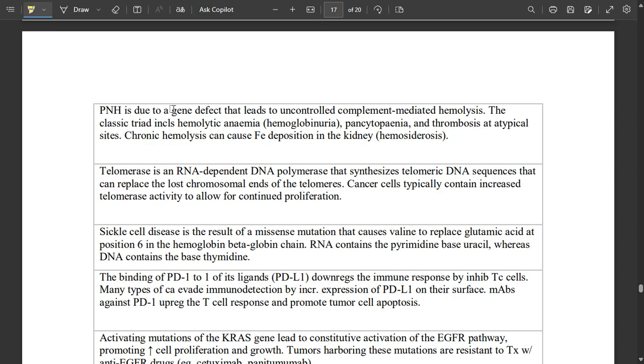The classic triad includes hemolytic anemia. The complement attacks RBCs, resulting in hemolysis of RBCs, causing hemolytic anemia, and hemoglobinuria, where hemoglobin goes into the urine, causing the urine to turn dark in color, as well as pancytopenia. Because the complement does not attack just RBCs but WBCs and platelets as well, pancytopenia occurs, and thrombosis occurs at atypical sites. If there is chronic hemolysis, it can cause iron deposition in the kidney, that is hemosiderosis.